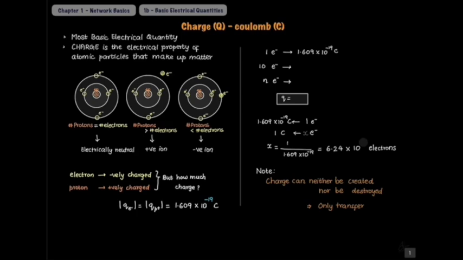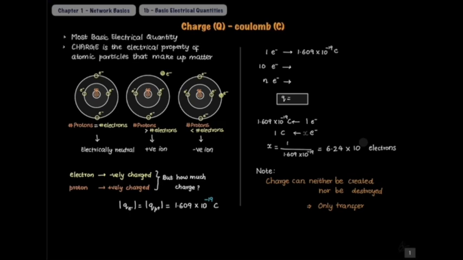So, from this, it is clear that an electron carries a negative charge, a proton carries a positive charge, but how much? How much charge does it carry? From some experimentation, it is found that an electron or a proton carries 1.6 times 10 power minus 19 coulombs of charge. This is the magnitude of charge in an electron, charge in a proton. The magnitude is the same, but they are opposite in nature.